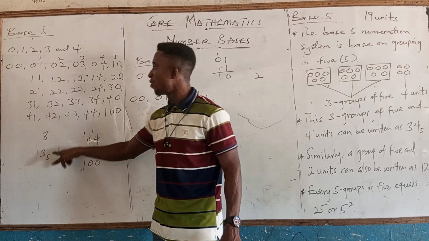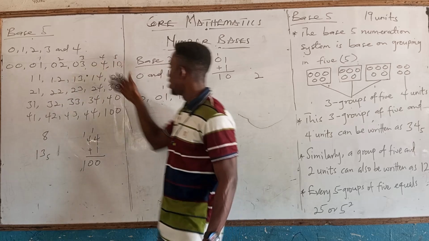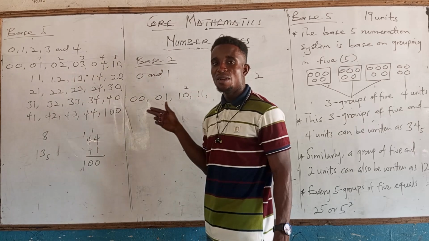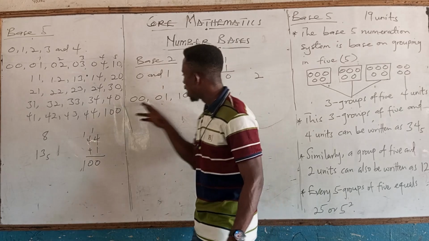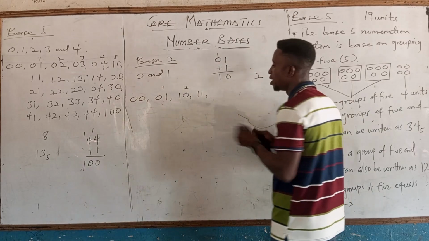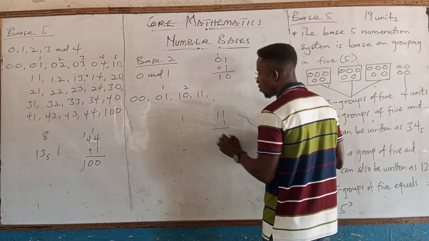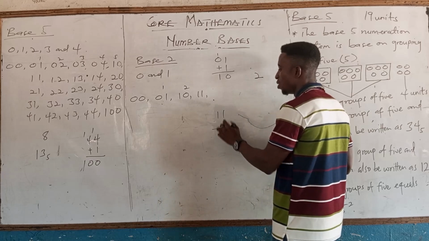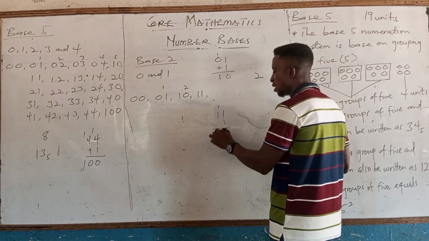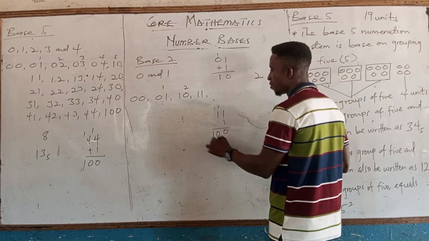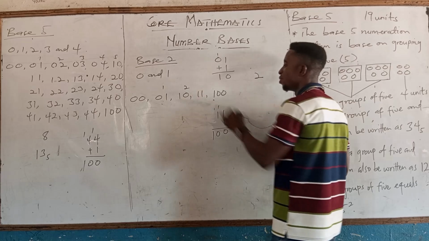1, 3, base 5. All these numbers are in base 5, and all these ones are in base 2. Are we getting that? So when we come to the next one, 1 plus 1, I will have 0, bringing the 1. Then bringing the 1, I'll have that. So this one too is 1 0 0.